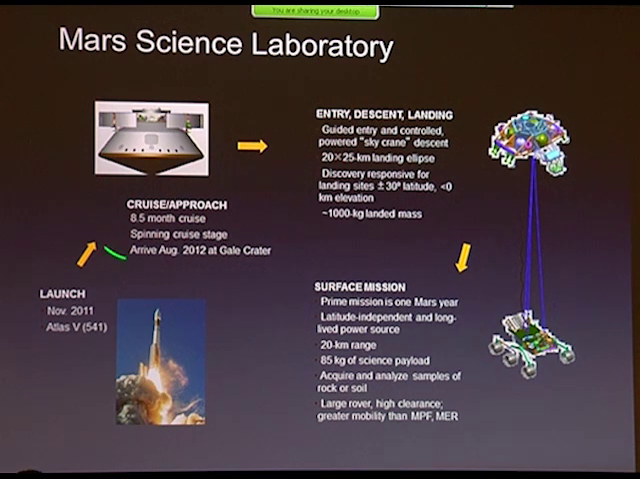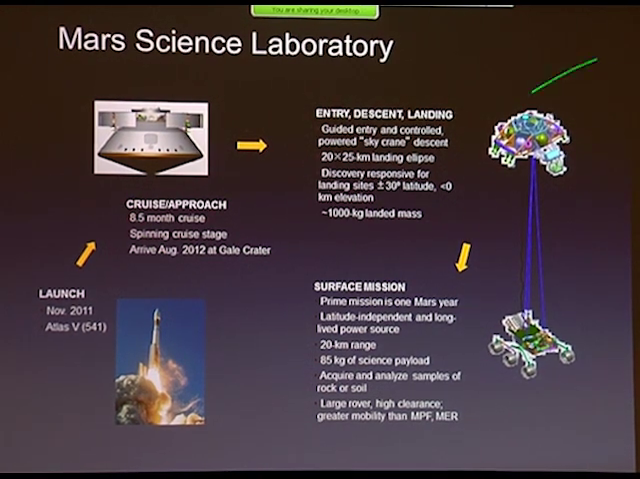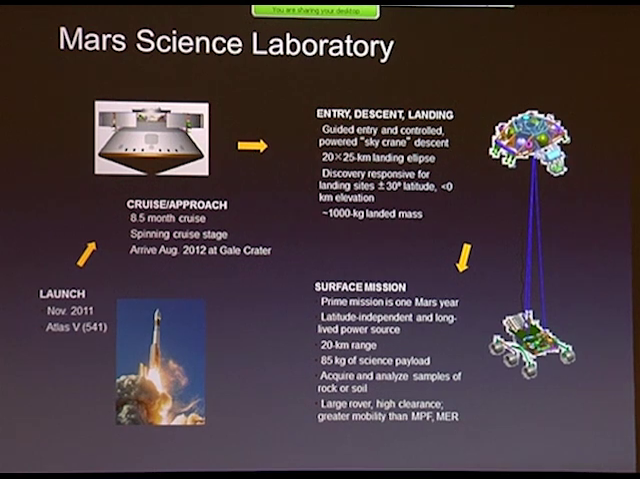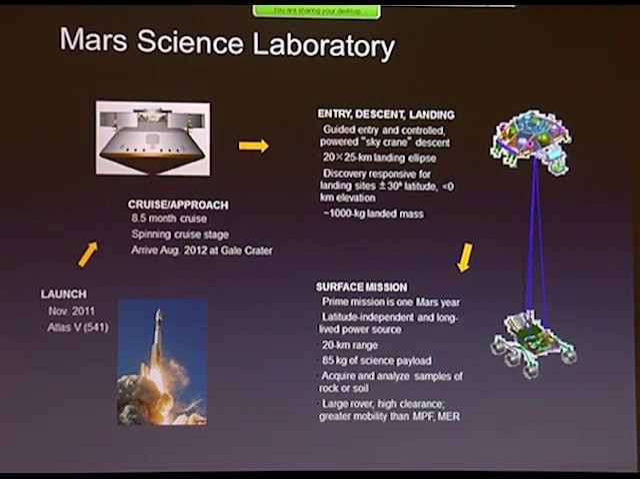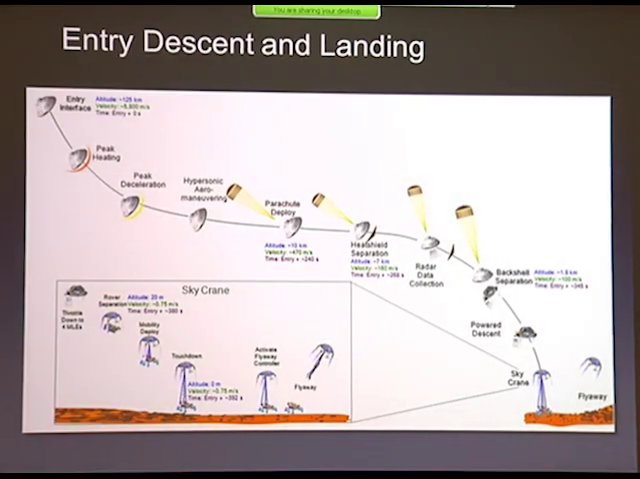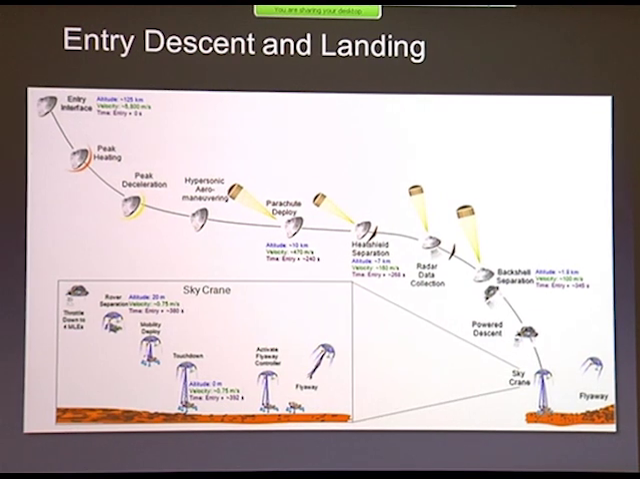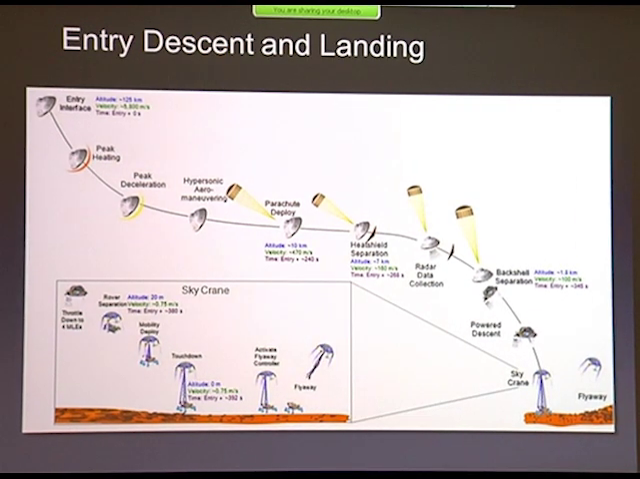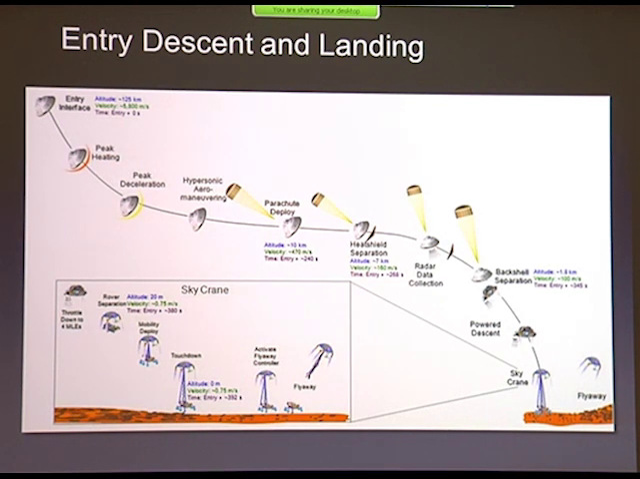We had a cruise and approach, which was 8.5 months long. I'm sure you all were paying close attention to that. And then we went through entry, descent, and landing using our descent stage. And now we're in the surface mission with the actual Curiosity rover. About 3 months ago, you all witnessed and experienced the very exciting entry, descent, and landing of Curiosity with the sky crane.